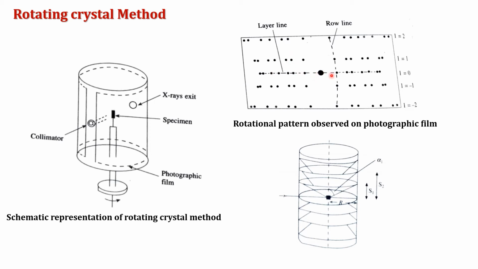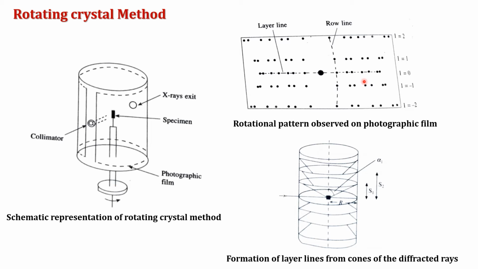Here these are the layer lines: zero layer line, first layer line, second layer line, and similarly below. These layer lines are formed from the diffracted cones. So all reflections on the zero layer line come from the planes which are parallel to the axis of rotation, whose corresponding Miller index is 0.